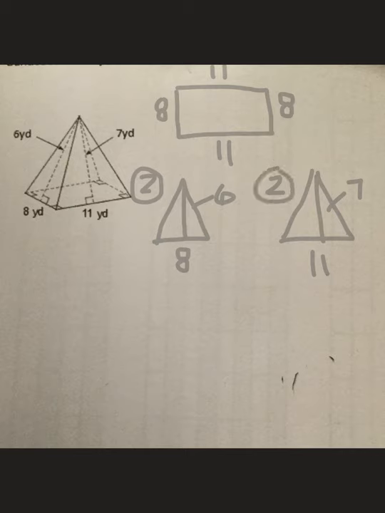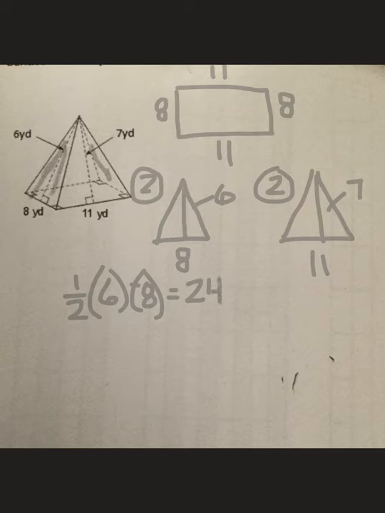So for me to find the surface area, I just have to find the area of all these pieces. The first thing I'm going to do is find the area of the sides, which is going to be 1/2, because it's 1/2 times base times height for a triangle. So it's 1/2 times 6 times 8. That means the right-hand side and the left-hand side are both going to have an area of 24.